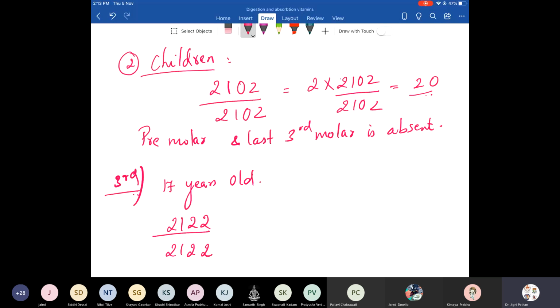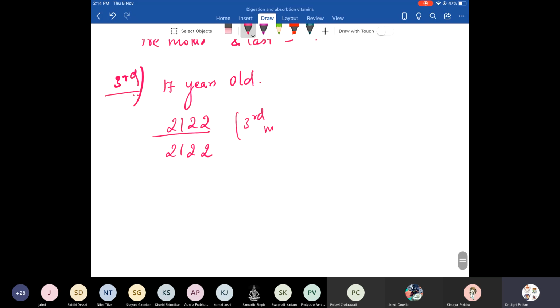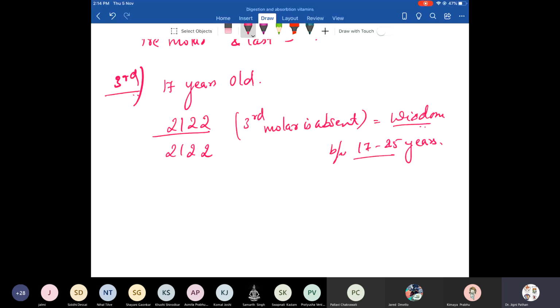See, 2122. Here what happened? We have all the teeth, but the last molar, the wisdom teeth, appears from 17 to 25 age. So the wisdom teeth or the third molar is absent. Am I clear to all? So the wisdom teeth appears during the age between 17 to 25 years. Am I right?